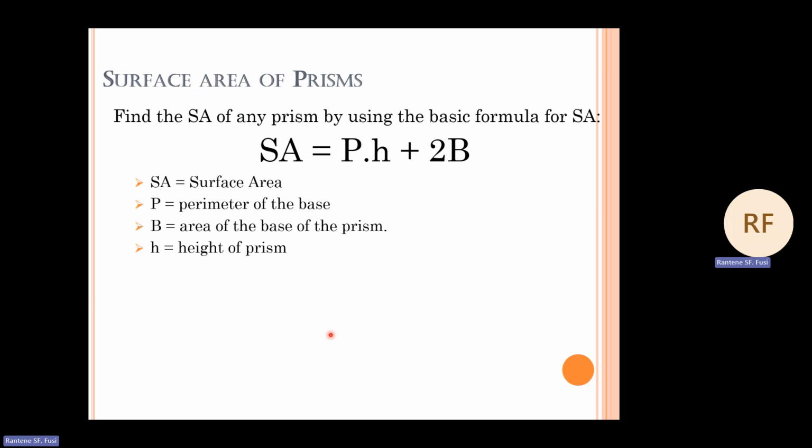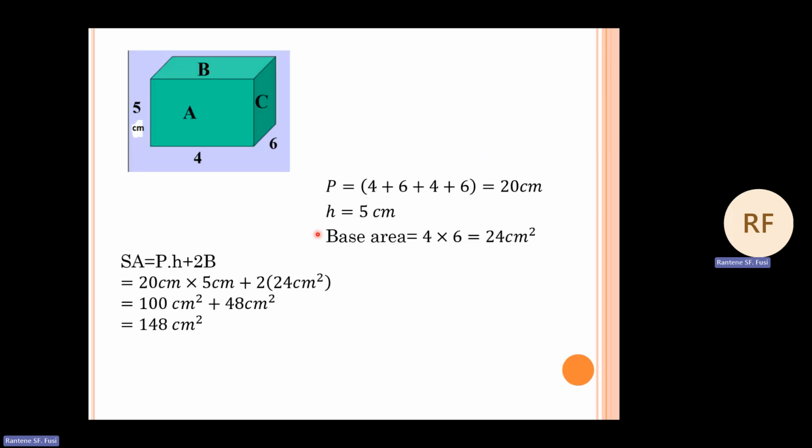Then we've got another formula that one can use to find the surface area of any prism, using the basic formula for surface area. It says surface area equals perimeter multiplied by height plus 2 times B. What is B? It is the area of the base. So for any prism, you can use this formula to find the surface area. Then I'm going to do an example using this formula.